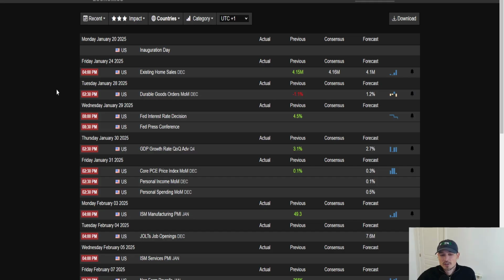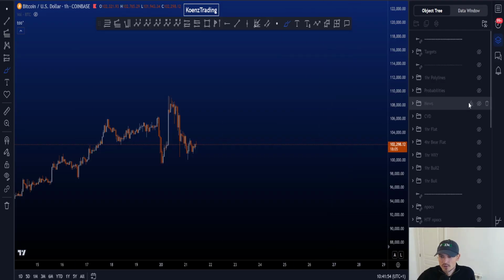If we then look at the news, then yesterday we of course had the inauguration day, so it caused a bit of volatility on the chart as well. The rest of the week is quite calm with regards to news at least. And then here Friday, January 24th, we do have some news, 4 p.m. Central European time. So just make sure on Friday that you do trade safe.